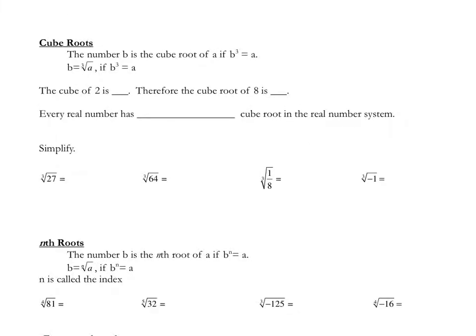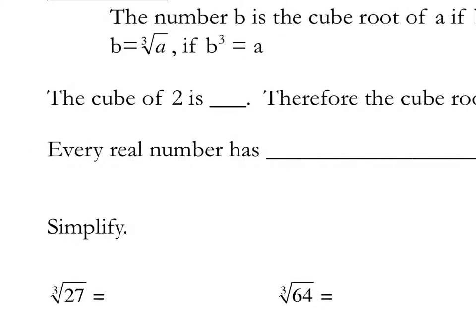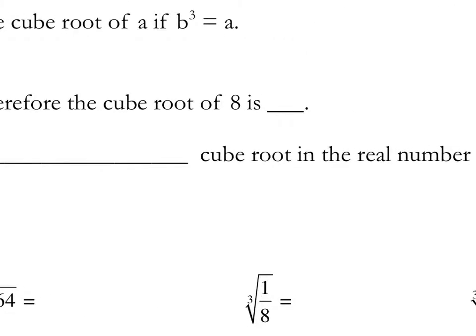Cube roots. The number b is the cube root of a if b cubed equals a. So b equals the cube root of a is the way we designate cube roots with that little 3 there. If b cubed equals a, the cube of 2, so 2 cubed is 2 to the third power, is 2 times 2 times 2, it's 8. Therefore, the cube root of 8 is 2.